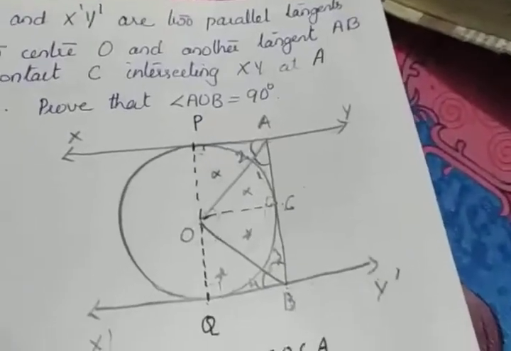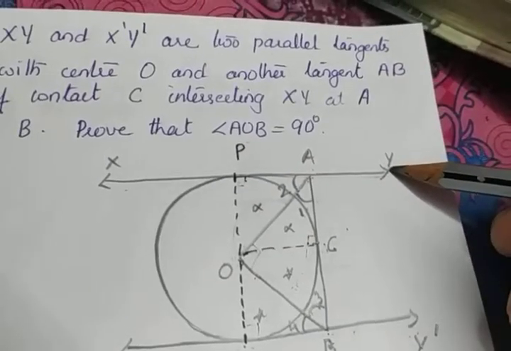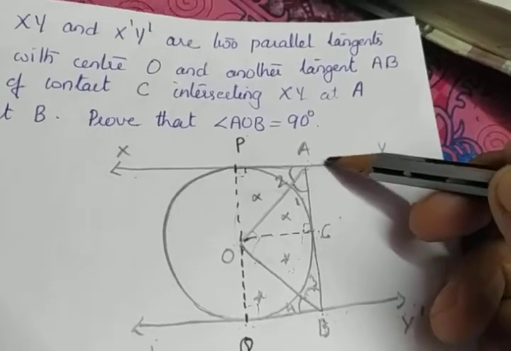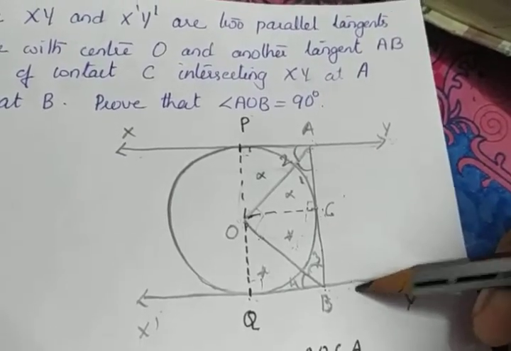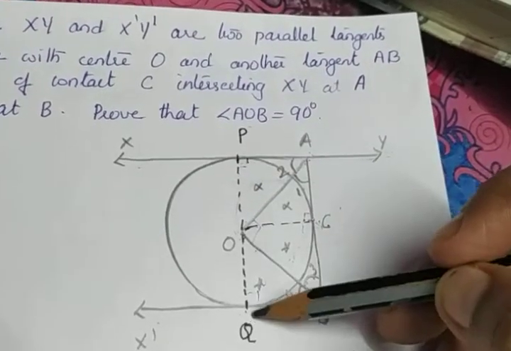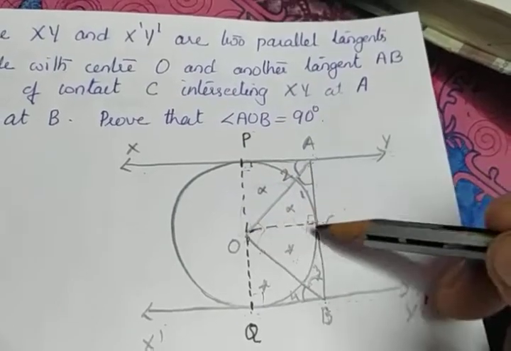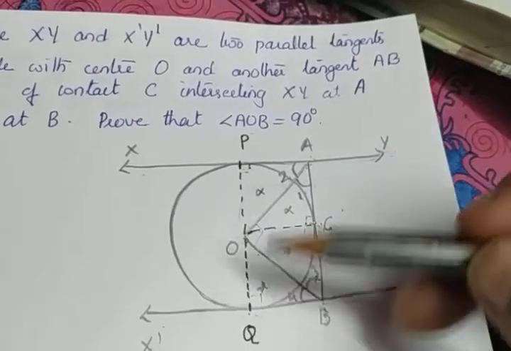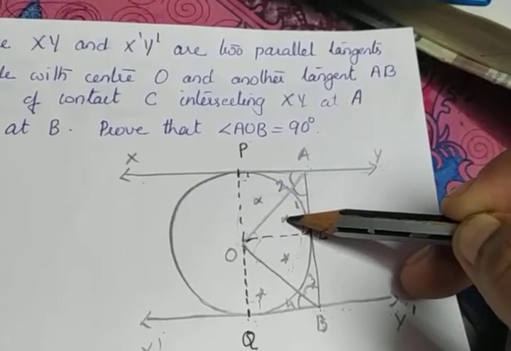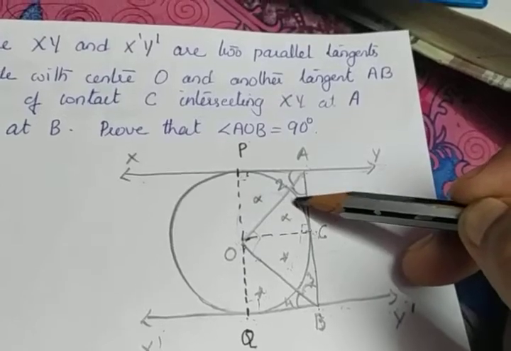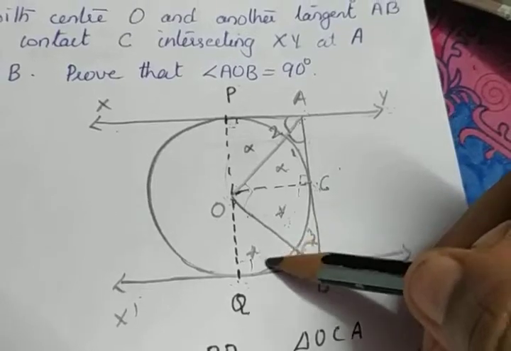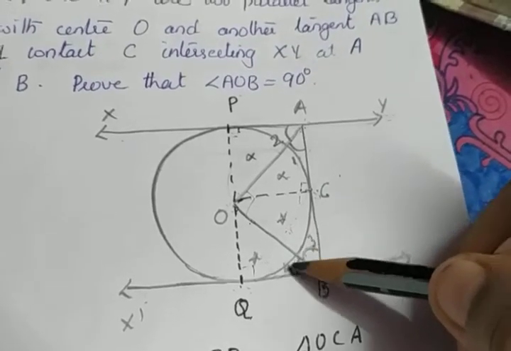So I will tell once again. The question was there are two parallel tangents, XY and X dash Y dash. There is another tangent AB which meets XY at A and X dash Y dash at B. C is the point of contact. We mark the points of contact here as P and here as Q. Then we joined OC, OP and OQ. We consider these two triangles and prove the congruence by applying the RHS congruence criterion. By CPCT, we get angle 1 equal to angle 2. Similarly, when we take these two triangles by RHS congruence, we get angle 3 equal to angle 4.